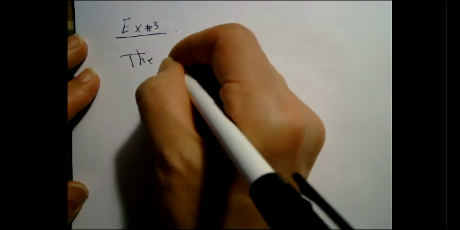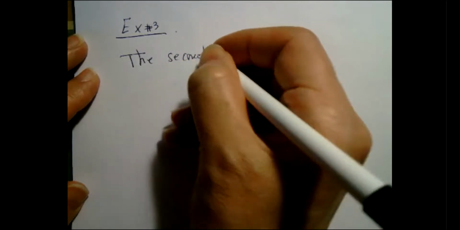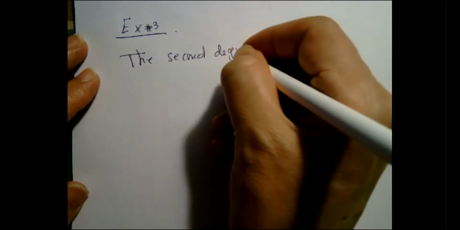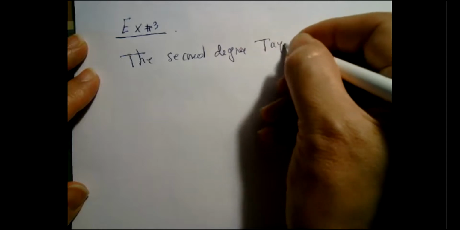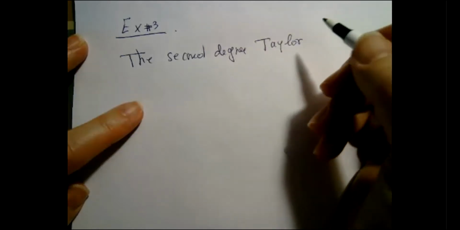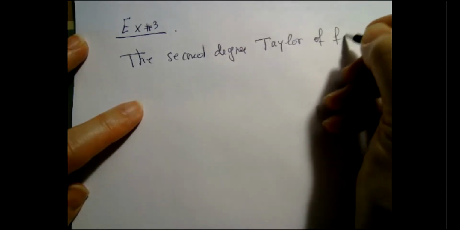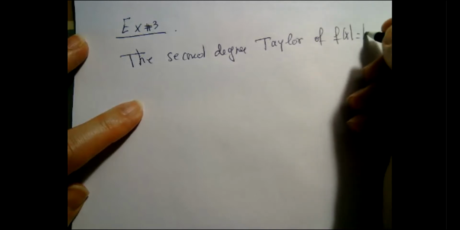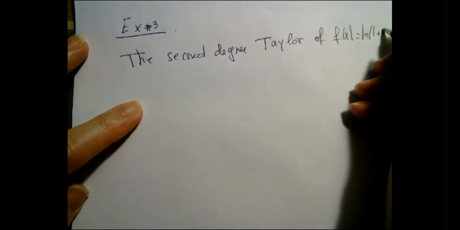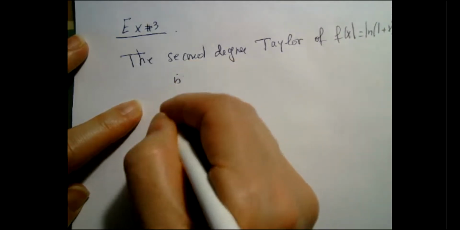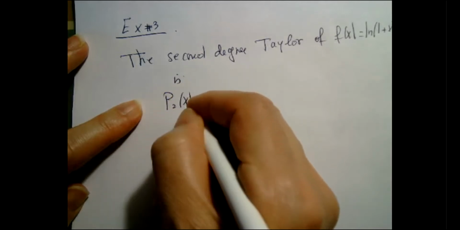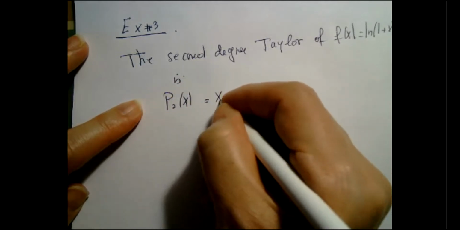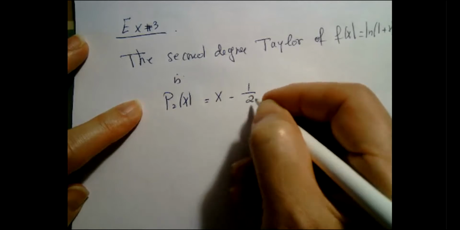Example number 3. Suppose you're given the following. You're told that the second degree Taylor polynomial of f of x equal to ln of 1 plus x is given by, so this time I'm going to give it to you, even though it's very easy for you to evaluate. So that's the second degree Taylor polynomial. I'm giving it to you. So that's the quadratic approximation.